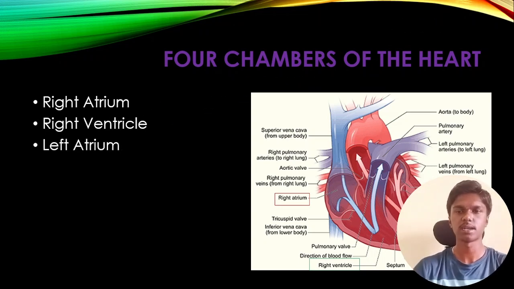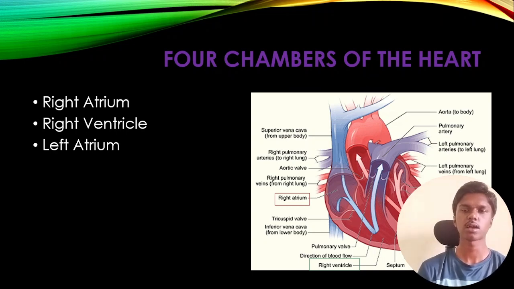Then we have the left atrium. The left atrium is another upper chamber of the heart and it is present on the left side of the heart. The main function of the left atrium is to receive oxygenated blood that returns from the lungs, picking up fresh oxygen and releasing carbon dioxide.